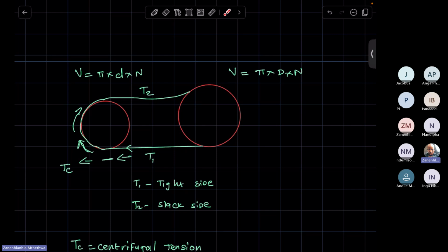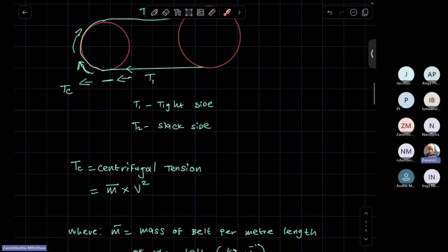Now, if you look at T1, if the belt is going in that direction, before the motion reaches where the belt wraps around the pulley, the motion is essentially linear. And then when it gets to this point, the motion changes all of a sudden. Now, centrifugal tension is that tension that tries to resist this sudden change of motion. So TC, centrifugal tension, is essentially trying to continue going on this trajectory. It's trying to resist this sudden change in motion.